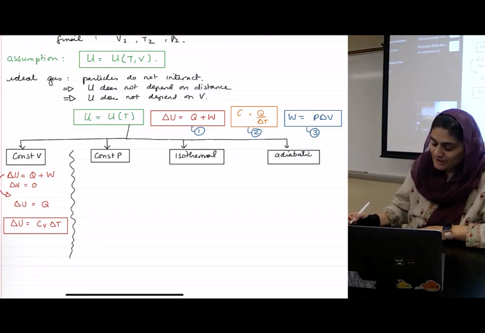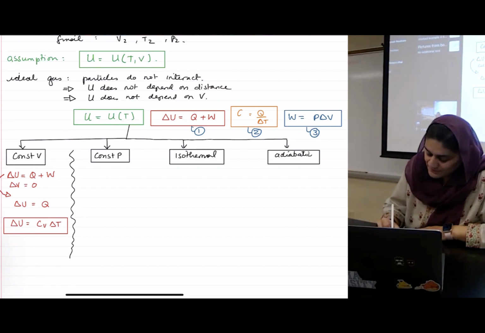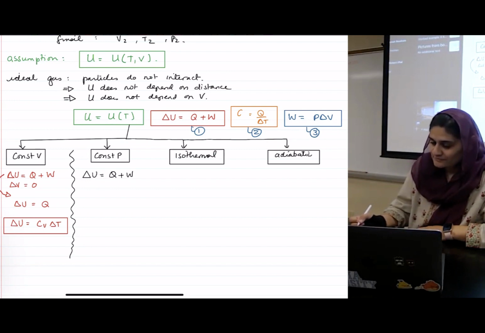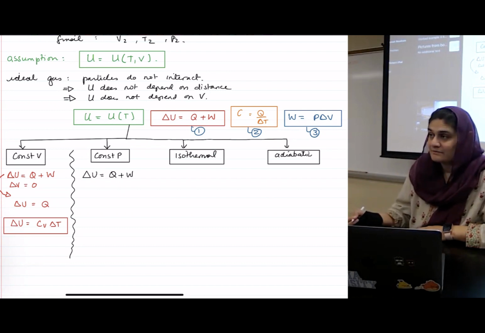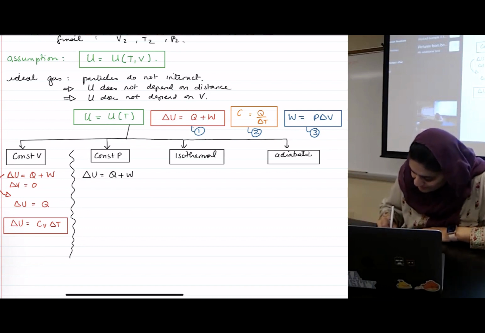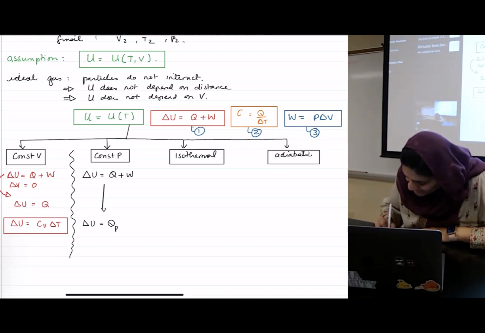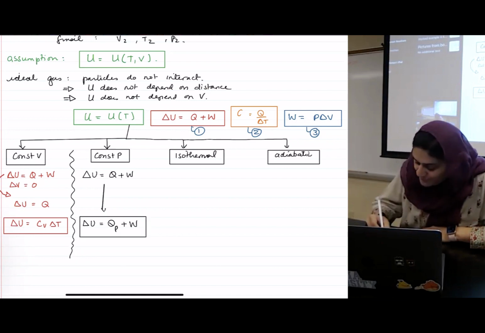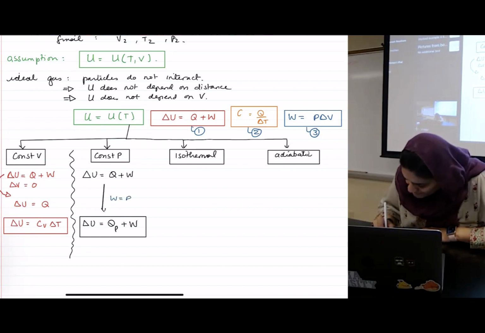Number 2, constant pressure. Starting from number 1, delta U equals Q plus W. I have a constant pressure situation. What will I get? Well, is delta U 0? No. Is delta V 0? No. Pressure is constant. So the only change in this case will be delta U equals constant pressure, heat being added, plus work. Where remember, work was what? P delta V.